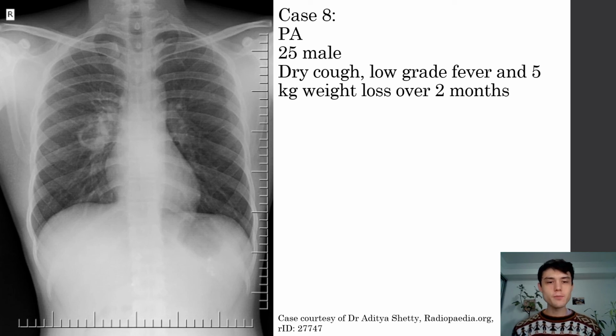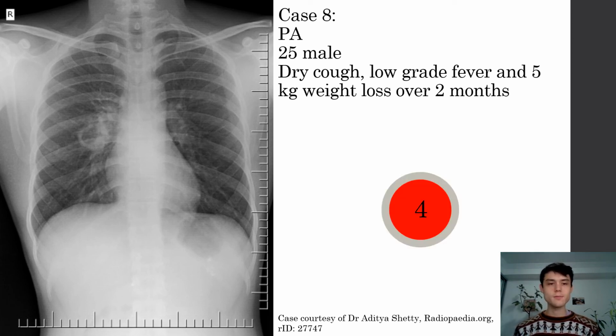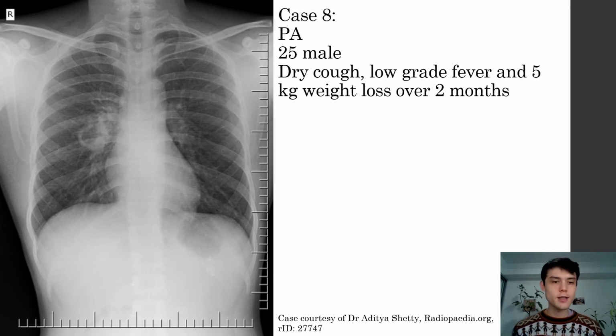Here we have a PA film. It's of a 25-year-old male who presents with a dry cough and low-grade fever, with 5 kilograms of weight loss over the past 2 months. So the pathology in this chest X-ray is a lesion, which you can see over here. And it's a unique lesion because it's not a single area of opacification, but there's some translucency inside. So you would describe this as a cavitating lesion where there's gas within the lesion.